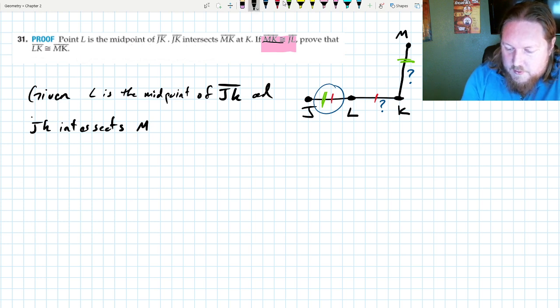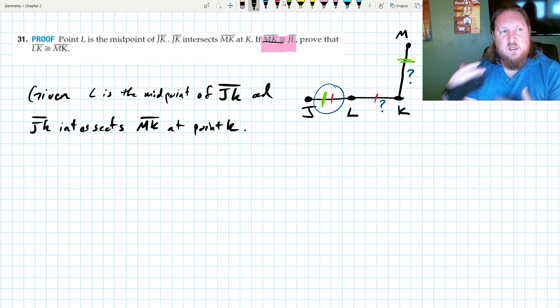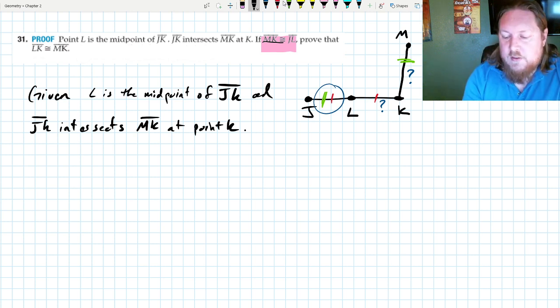Oh, I forgot my line over JK. MK at point K. And so that makes sense that I'm writing them together in a combined sentence, right? I still have more given information. So the way that you can write that down is just saying that you're continuing on with the given information.